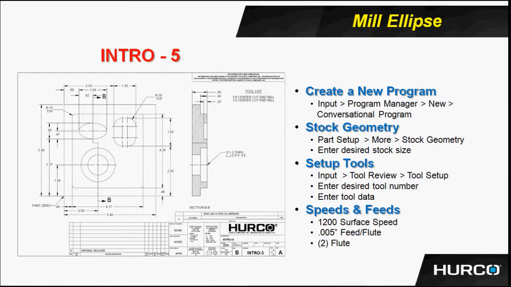Let's move on to programming Intro 5. This print incorporates all of the blocks that we have talked about up to this point. We have some mill frame blocks, we have an ellipse, a couple of mill circle blocks. This is the first time we see them stacked together to create something other than just a one featured part. This is more like what you'll see in the shops.